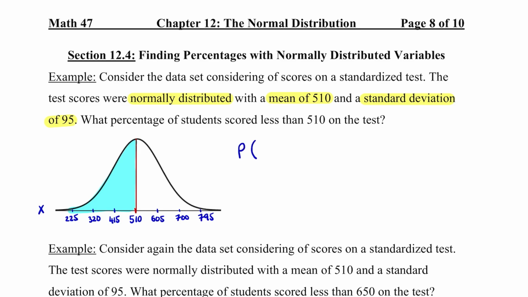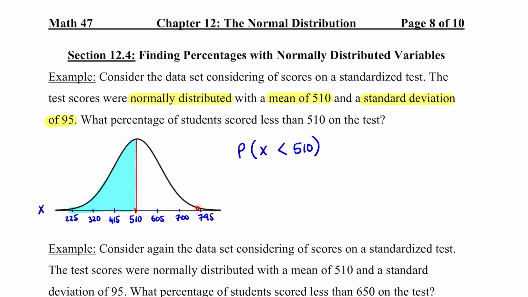Probability of X less than 510. I just translate this sentence into this symbol here. P stands for probability, which is the percentage. X is the test score, less than 510. So I want to find the percentage of the test score that is less than 510, which is this area.